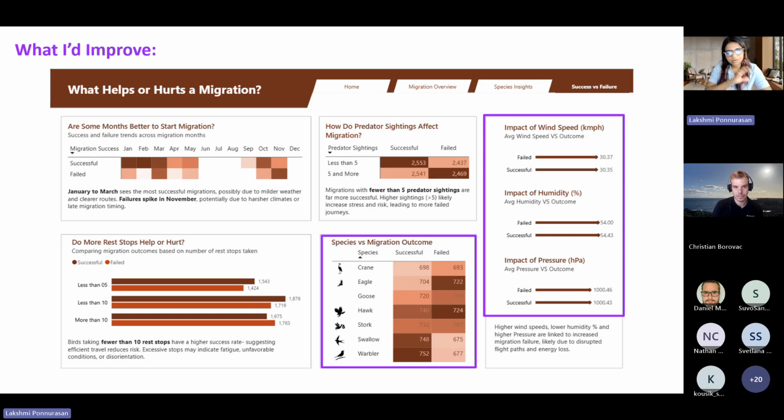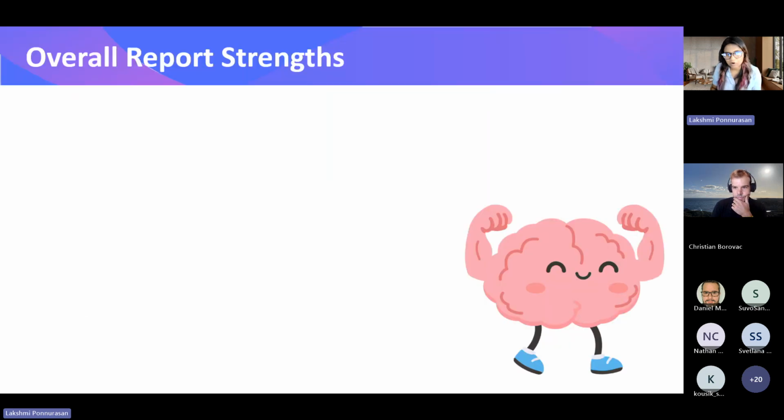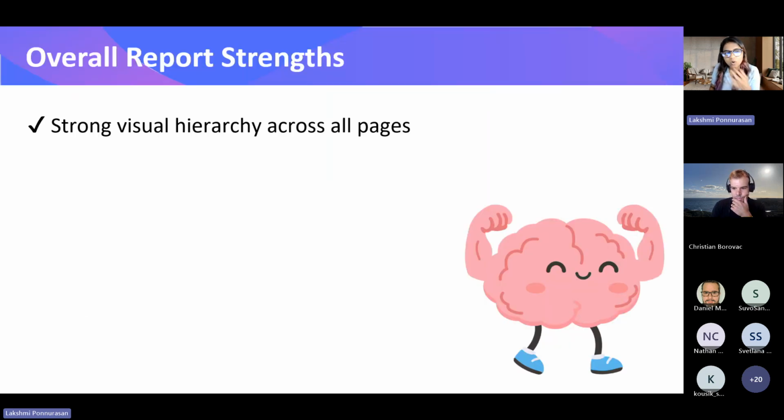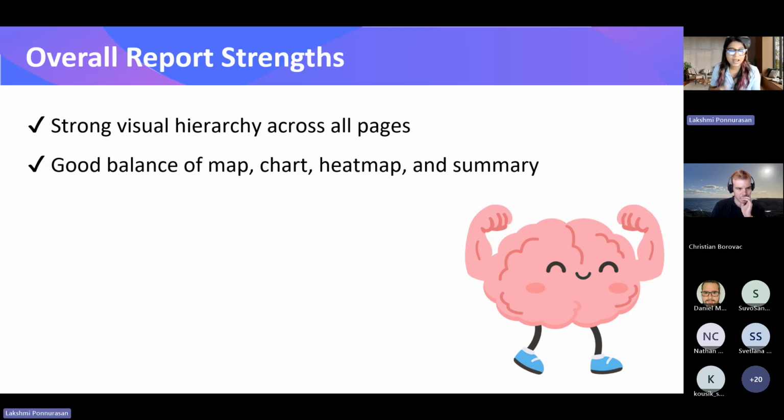So I think these are some of the things that I would do if I had to redo this particular page. Now, quickly collating everything that I spoke about, I want to talk about what made this report one of the clean reports that you might have seen. One, there's a strong visual hierarchy across all the pages, right? Every visual has its own visual container. Everything is aligned, neat, and clear. Next, there's a good balance of visuals. There's a table visual, there's a heat map, there's a chart, there's summary textual content as well.